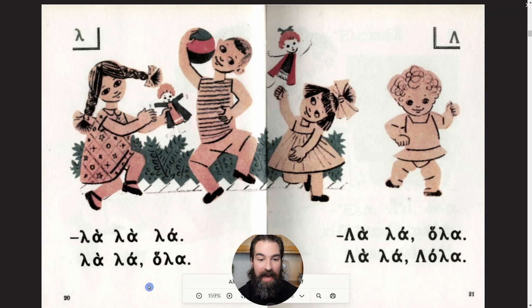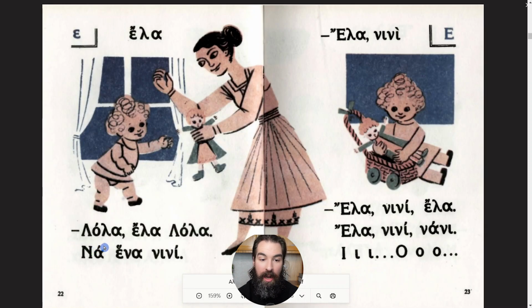Lambda, la, ola. La, ola, la, lola. Lola, ella, Lola. Na, ena, nini. Ella, nini, ella. Ella, nini, nani.